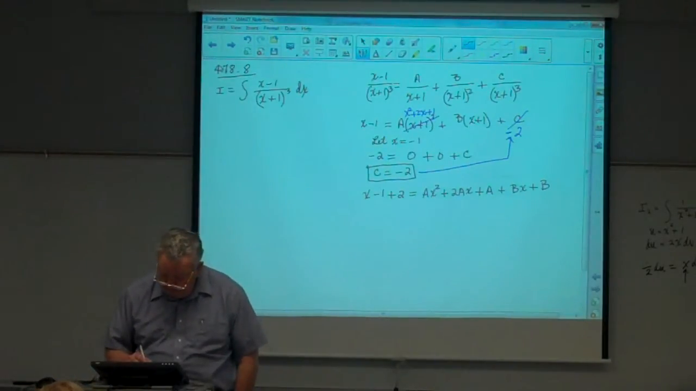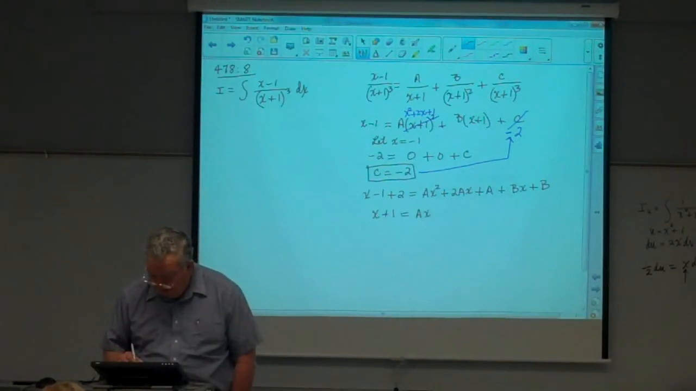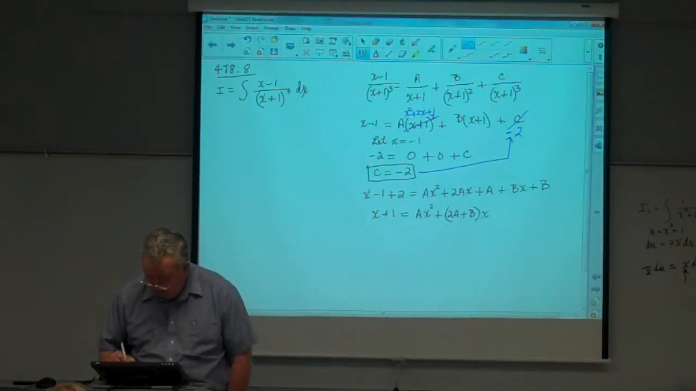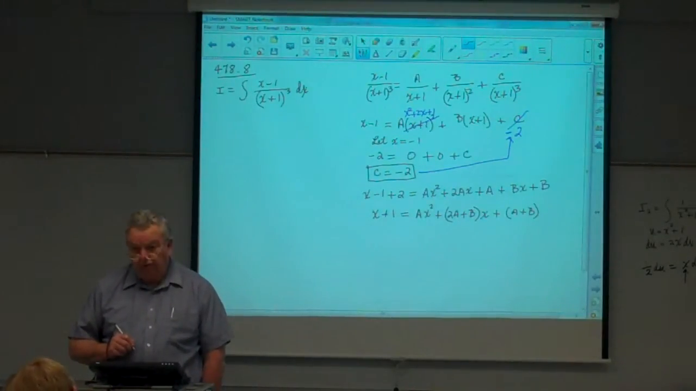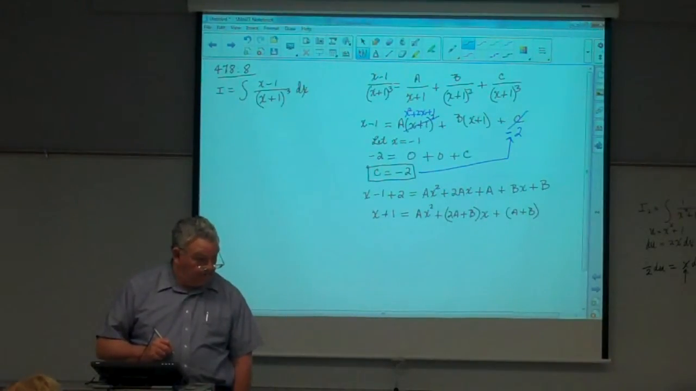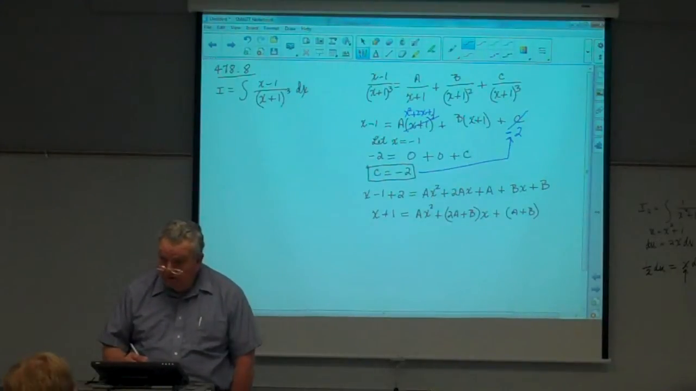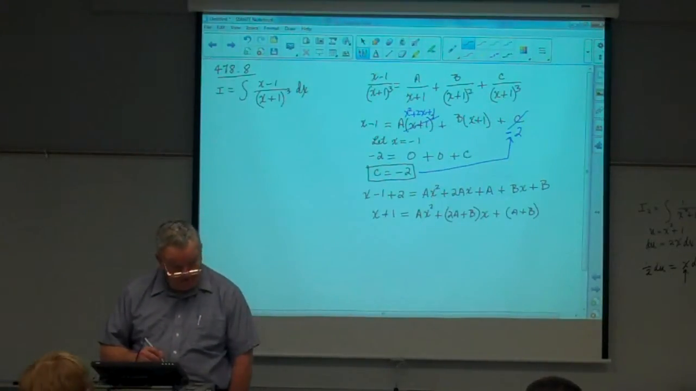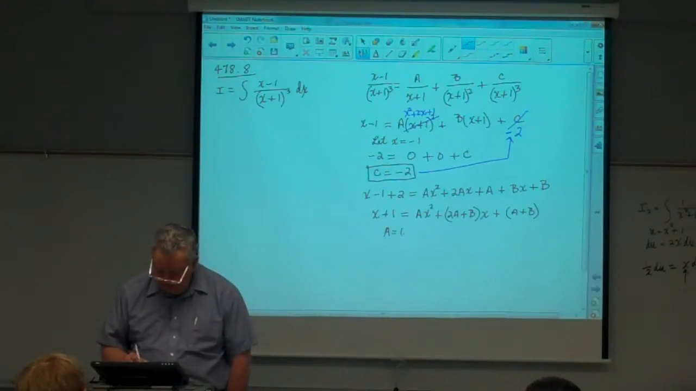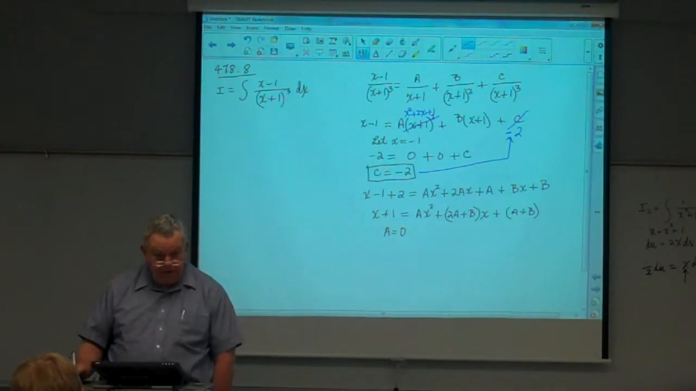So now I've got x plus 1 is equal to ax squared plus 2a plus b x plus a plus b. Is that right? Anybody got anything to tell me? I would say that a is 0, b. It's exactly right. A is equal to 0. Has to be, doesn't it?